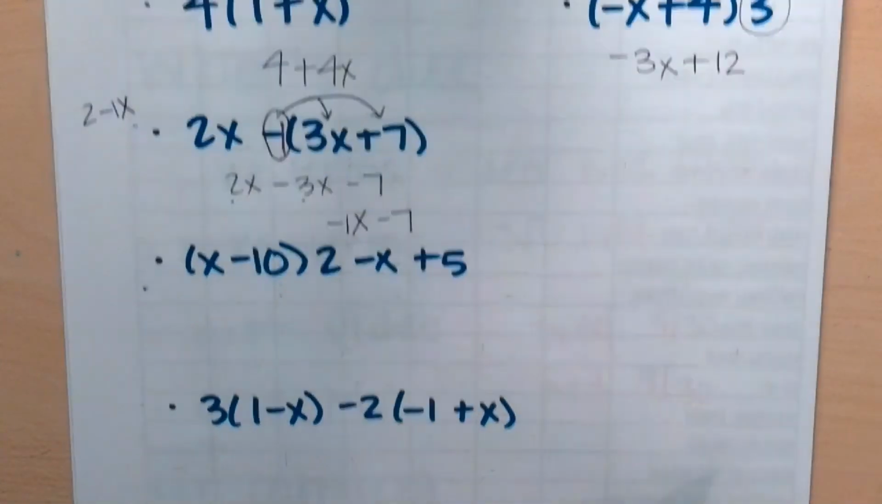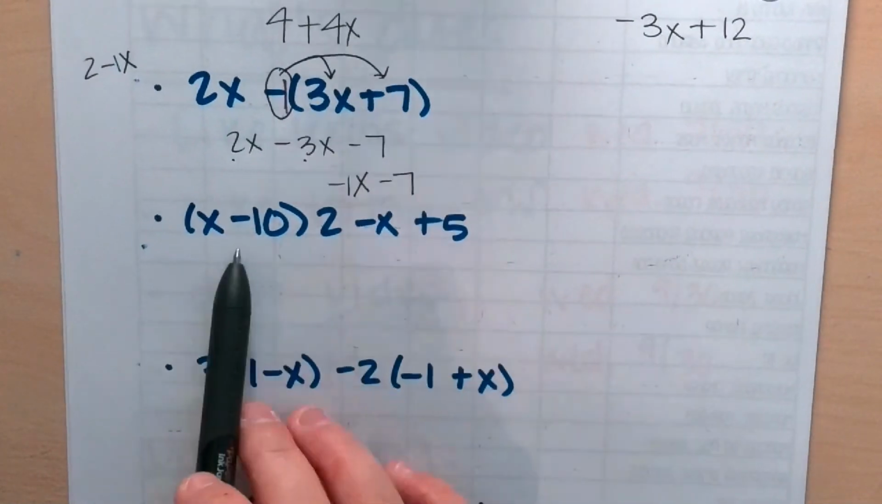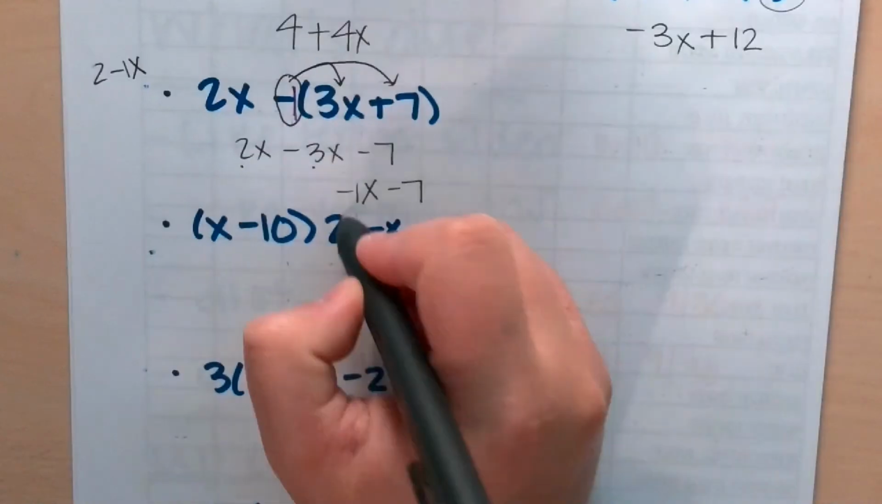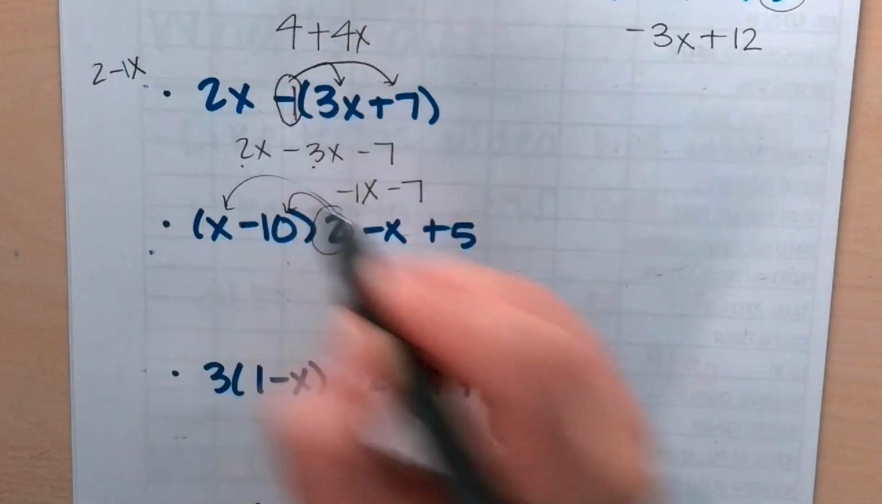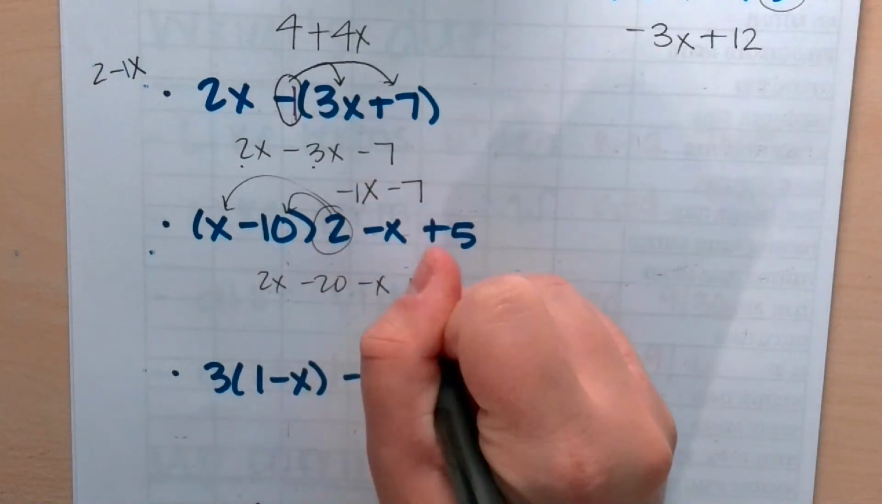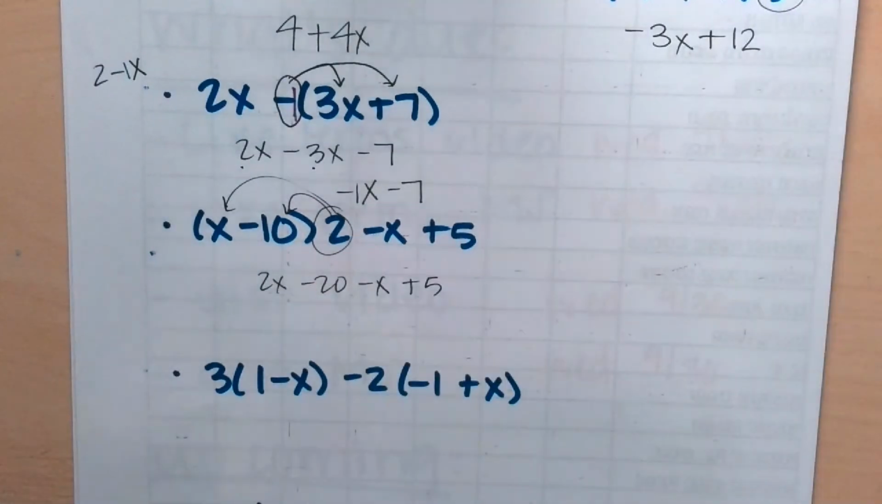Okay, so take a second and work on this next one. Alright, we distribute our 2, so we get 2x minus 20 minus x plus 5.